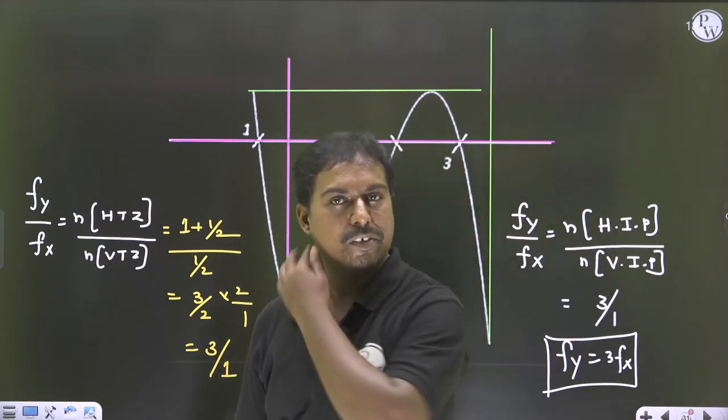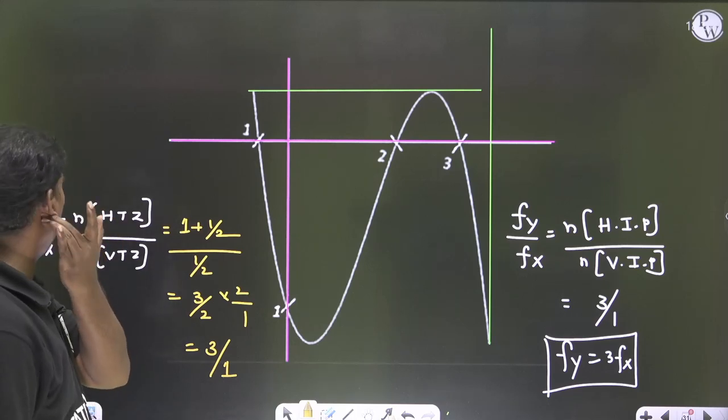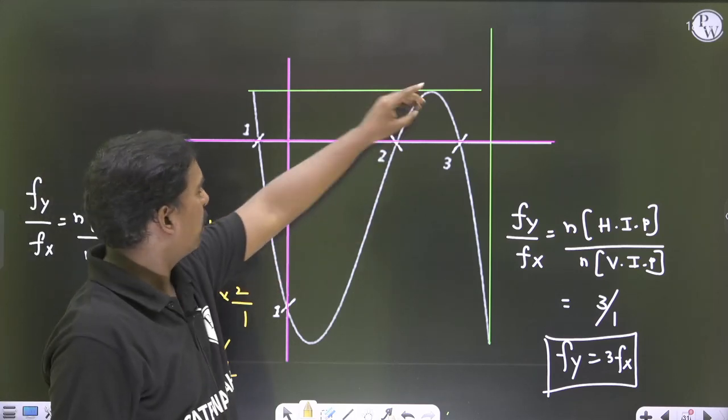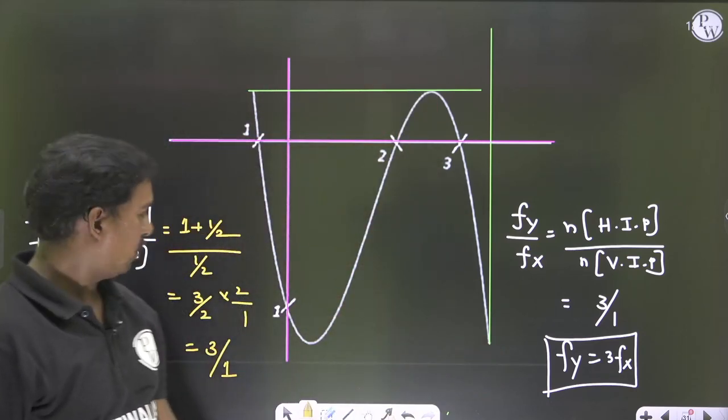Clear? So once again, keep in mind, when you are going with a horizontal point, there is a possibility. This looks like a complete touch, but it is not a complete touch, so half. Vertically also, it's not a complete touch, so half.